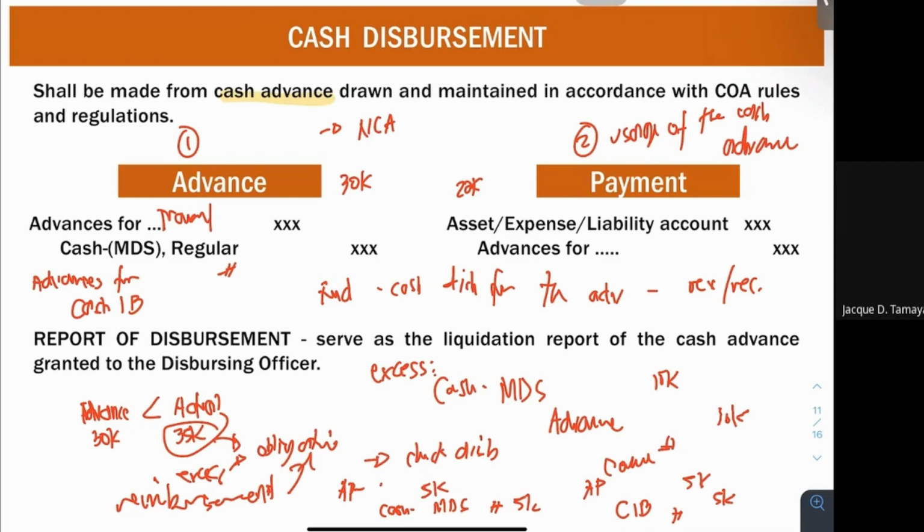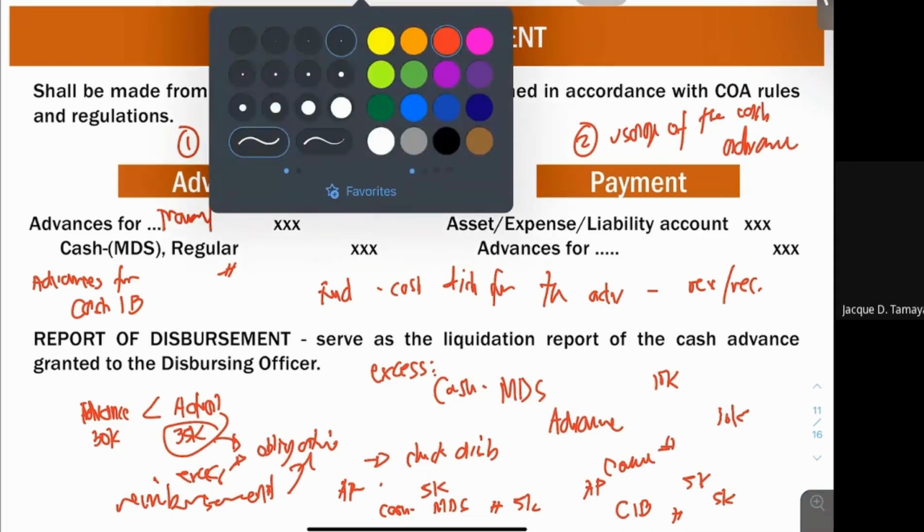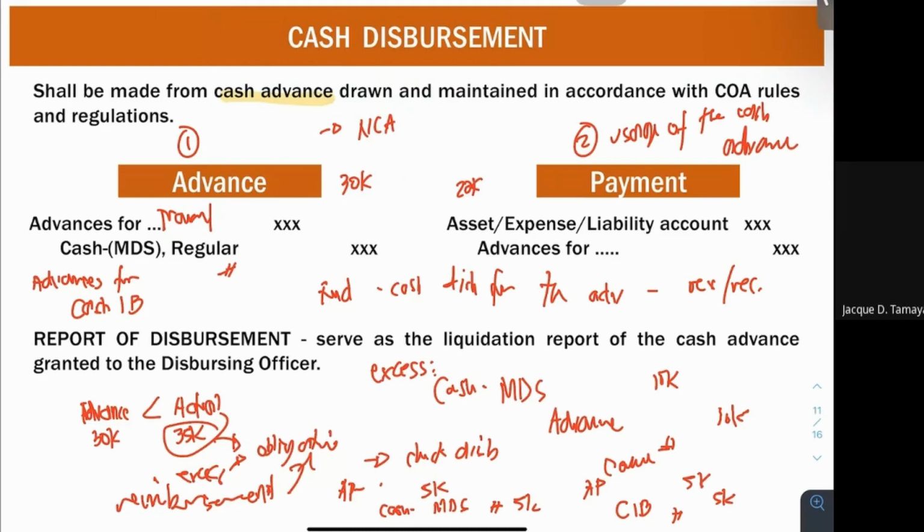Finally, we also have a report of disbursement for your cash disbursement. Why? Because there must be a liquidation report of our cash advance. So take note, once there is a cash advance, there must be a liquidation report on that cash advance. And what is the effect of your cash advance liquidation report? There might be an excess or there must be a reimbursement. So those are the two scenarios that you might encounter whenever there is a cash disbursement.